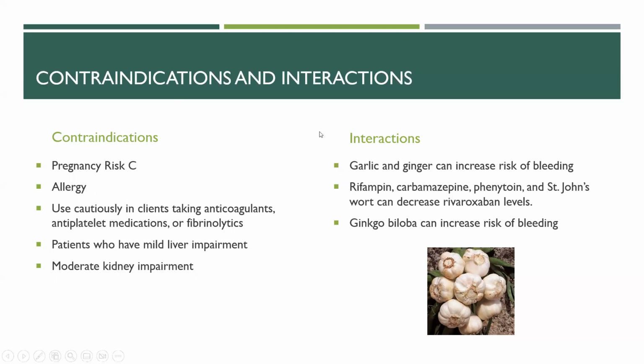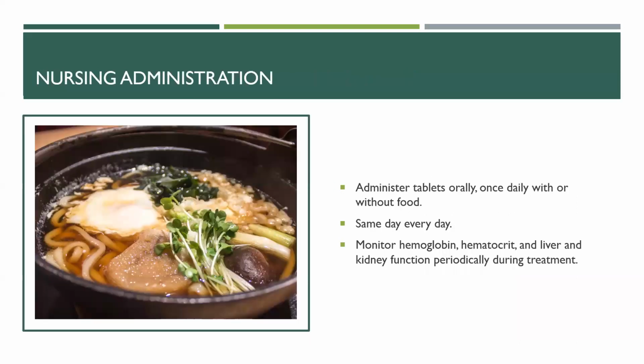Interactions, look at that. Garlic, ginger, and ginkgo. GGG. Seems like we always want to remember those three when it comes to our anticoagulant medications. Once again, they all increase risk of bleeding. Rifampin, carbamazepine, phenytoin, and St. John's wort can decrease these levels. Your nursing actions: you want to administer tablets orally, once daily with or without food, the same every day, and you're monitoring your hemoglobin, hematocrit, and liver and kidney functions.